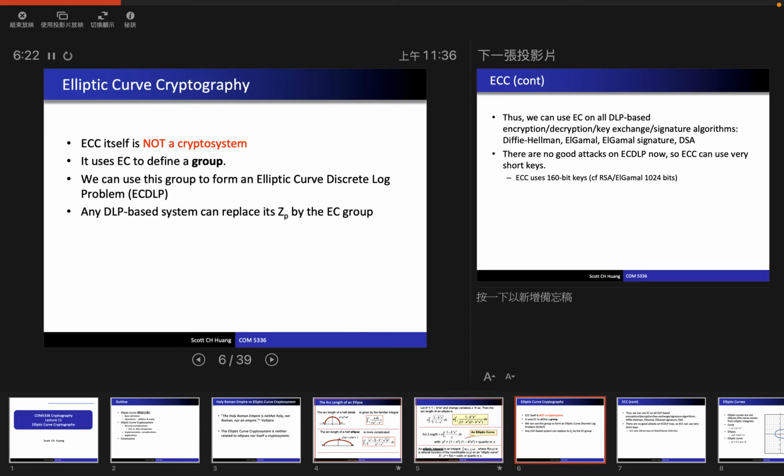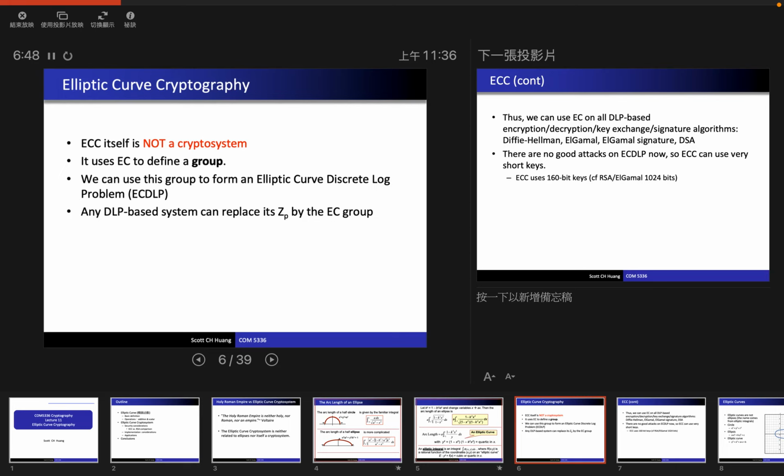Anyway, we'll explain. Number one, the elliptic curve crypto system itself, ECC, is not a crypto system. It basically uses the so-called elliptic curve that I mentioned earlier to define a group. It's just a group. And then we use this group to perform the generalized discrete log problem.